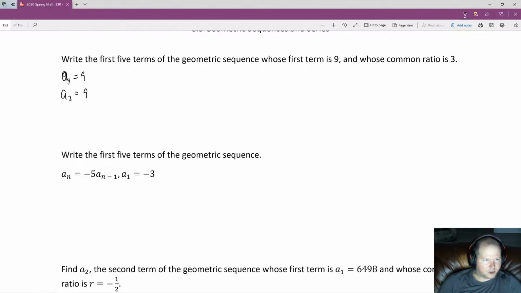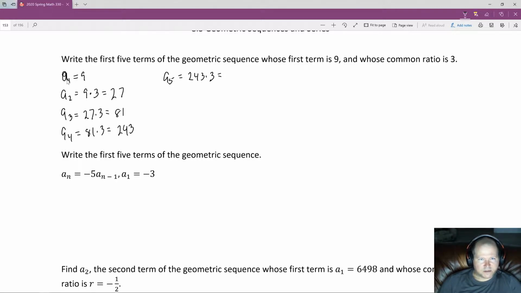So all you're going to do is take your previous one and multiply it by 3, which gives you 27. Then they also want A3, which is going to be 27 times 3, which is 81. And they want A4, which is going to be 81 times 3, which will give you 243. And then they want A5, which is 243 times 3, which will give you 729. Now, that's kind of a long way of doing it.